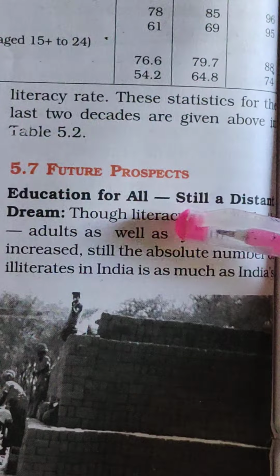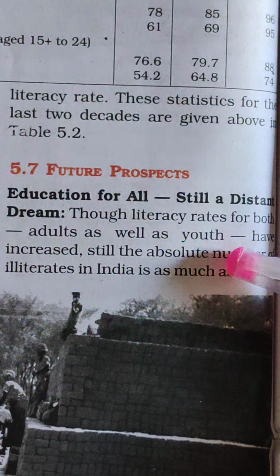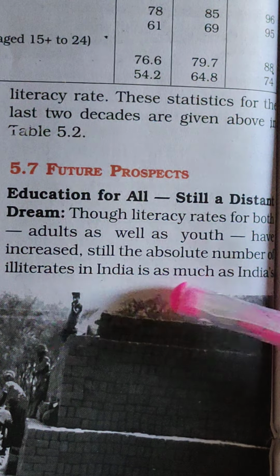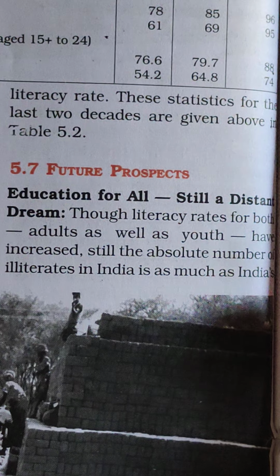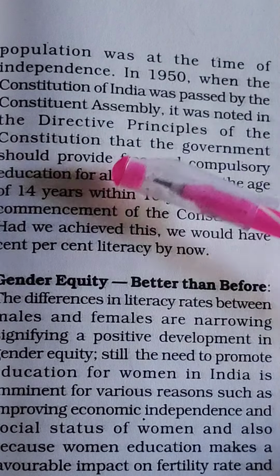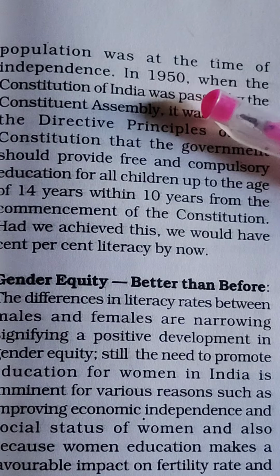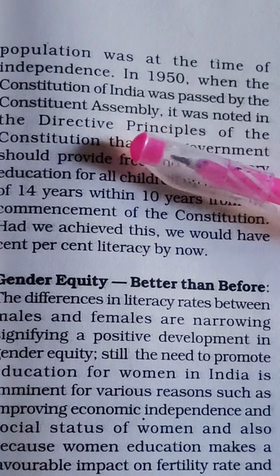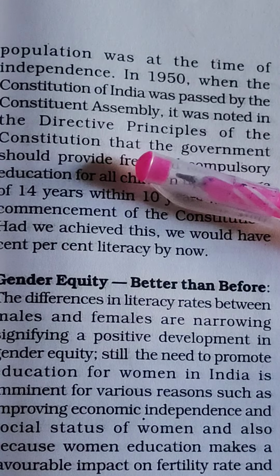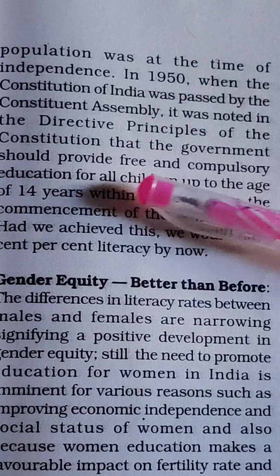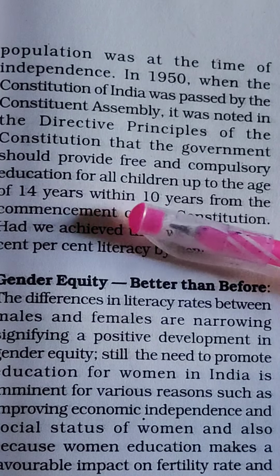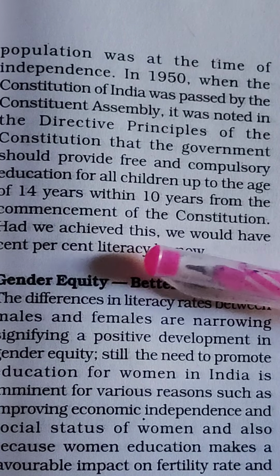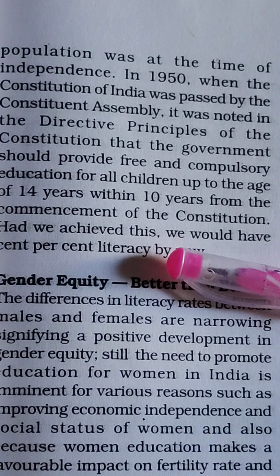Future prospects, education for all, still a distant dream. Though literacy rates for both adults as well as youth have increased, still the absolute number of illiterates in India is as much as India's population was at the time of independence. In 1950, when the Constitution of India was passed by the Constituent Assembly, it was noted in the directive principles of the Constitution that the government should provide free and compulsory education for all children up to the age of 14 years within 10 years from the commencement of the Constitution. Had we achieved this, we would have 100% literacy by now.